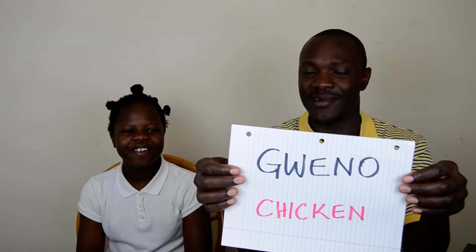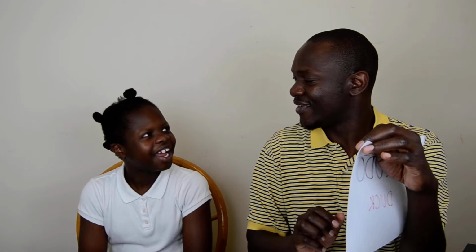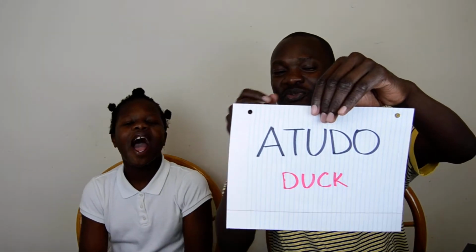Number Gueno. Gueno. Correct. Chicken. Atudo. You see, when you say ATUDO, it's a different thing. Different meaning. That's a homograph.